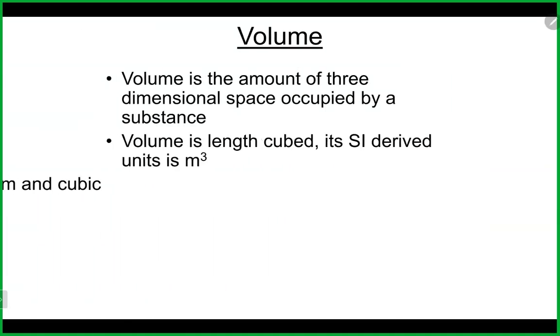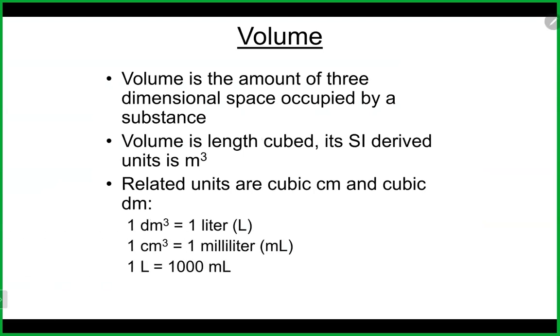So let's talk a little bit about volume and some of the units related to volume. Volume is the amount of three-dimensional space that's occupied by a substance. Volume is length cubed. The SI unit is actually meters cubed. So some common units of volume are some that we see on the bottom here. Definitely you should know this guy. That is used all over the place here in chemistry. Also this relationship here. So definitely should know these guys. 1 liter is 1,000 milliliters.